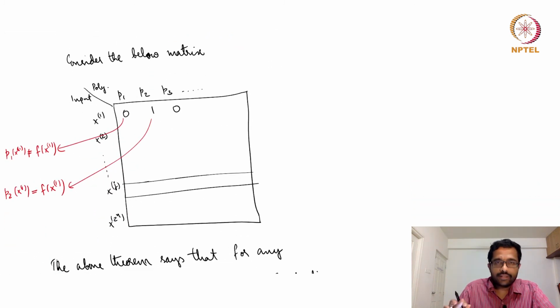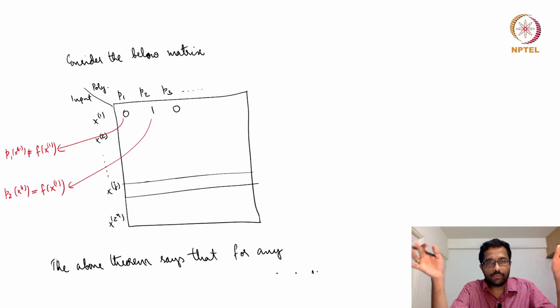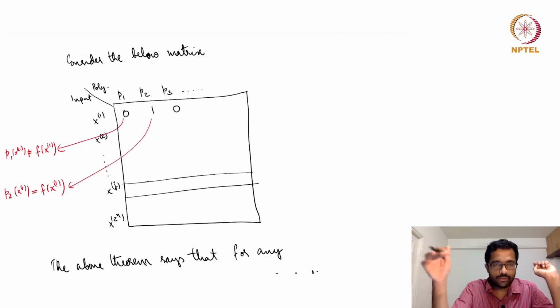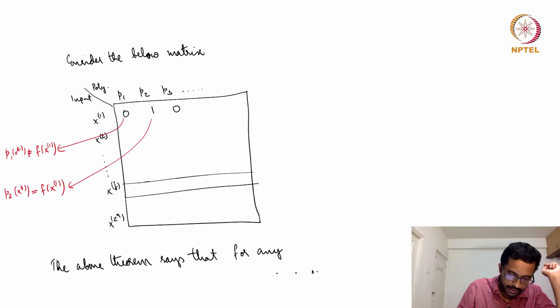Okay, so now let us make the following matrix. Each row is indexed by an input sequence. Assuming we have n input bits, we have 2^n possible inputs that we are interested in, from the all 0 input to the all 1 input. I am representing them as x superscript 1, x superscript 2 and so on. These rows are the inputs. The columns are the various polynomials that are there in the distribution. I don't know how many polynomials there are. And the entries are 0, 1.